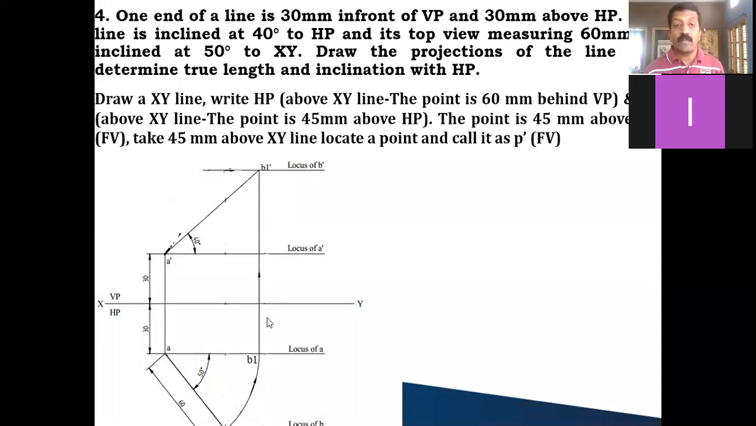Wherever this vertical projector line meets this 40 degree line, because 40 degree is the true inclination, that is theta, call that B1 dash. So join this A dash and B1 dash with a medium thick line. This itself is your true length diagram in the front view. From B1 dash, you can draw a horizontal projector line and call it the locus of B dash. So till here you can complete it.